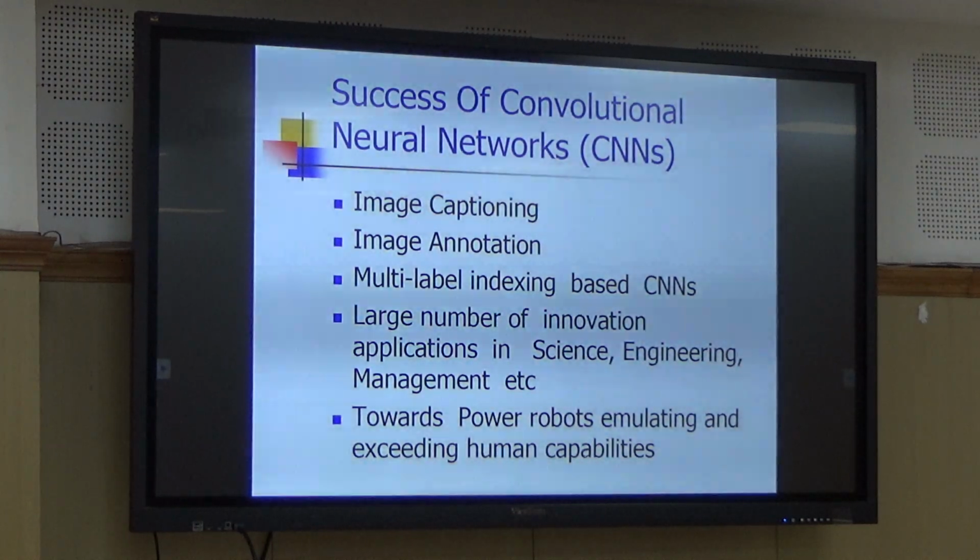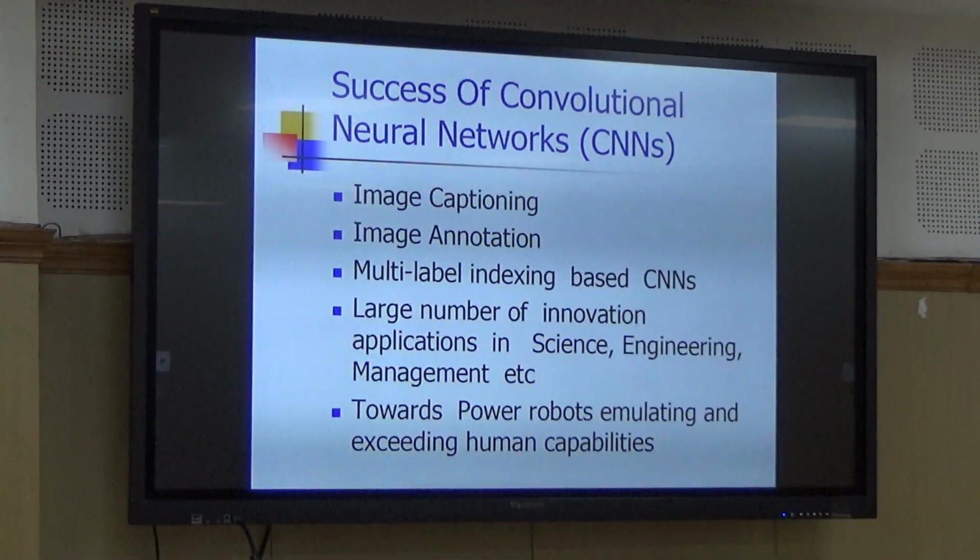So there are successful applications of convolutional neural networks, such as image captioning. You put a caption to an image, you annotate a bunch of images, you give multi-label indexing. There are a large number of applications in science, engineering, management and other areas. We are moving towards powerful robots emulating and exceeding human capabilities.